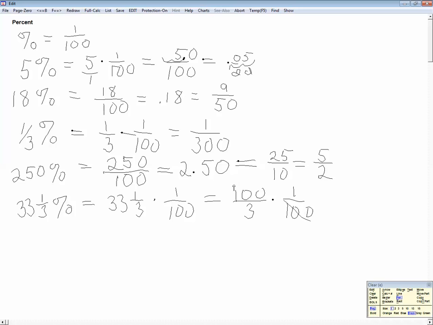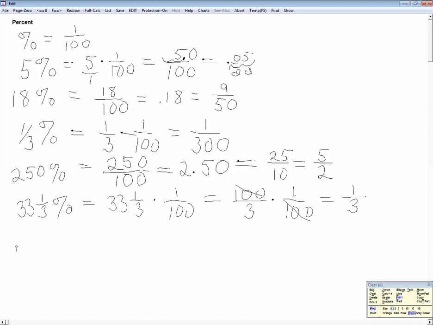And now the hundreds cancel. So that is just equal to 1/3, which we might have suspected at the very beginning. But again, don't be thrown off by the fact that you have a mixed number here. If you follow the rule, you'll get to the right place.